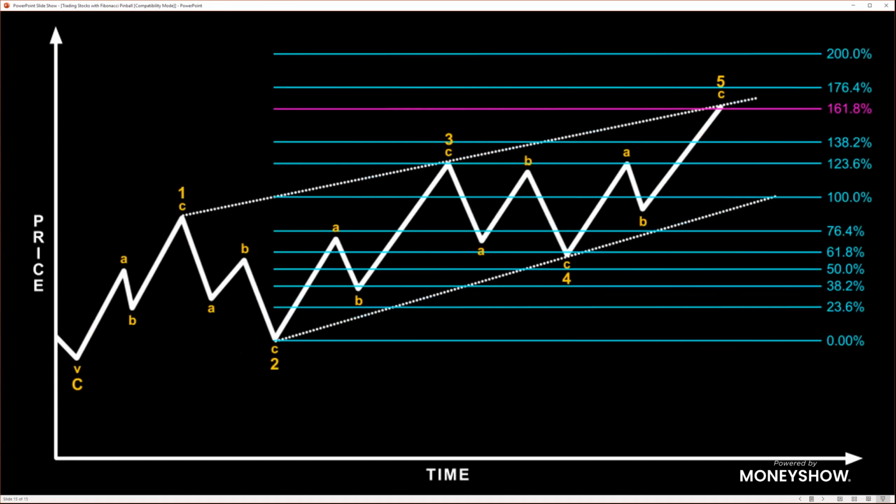Fibonacci pinball also works within diagonal structures. Not quite with the same relative accuracy as within an impulse, and especially in regard to the subwave structure within those actionary waves.